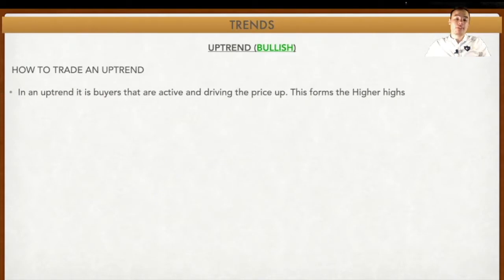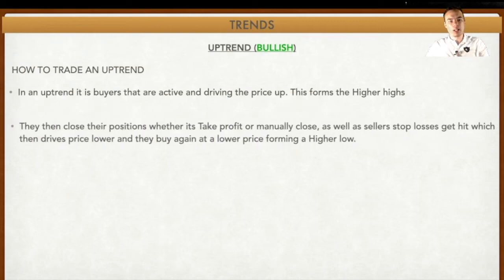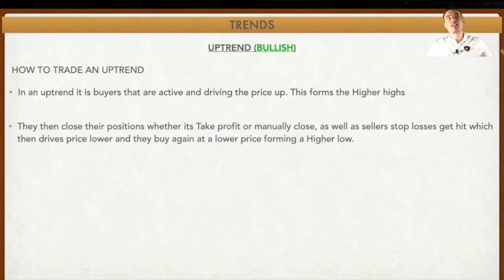Buyers are very active in an uptrend, and they're the ones that drive the price higher, forming higher highs. Once these buyers are in profit, they will close their positions if they're happy with the profits, or the sellers' stop losses get hit at a certain point, then price will drive lower. It'll have a retracement. Price will get exhausted and then form a higher low, because now the buyers are getting in at a lower, better price. Remember, you always want to buy low and sell high. So as soon as price comes lower, traders buy again, and the price will then continue.